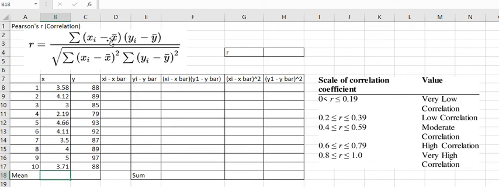We know that X bar in here and Y bar in here are about the mean. So we need to find the mean of this one. We can use the average. So we put the value in here. Now we can do similar for the second one.